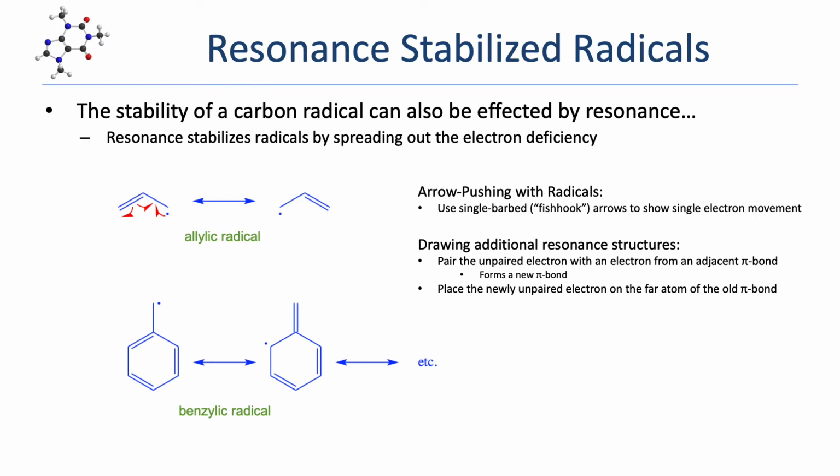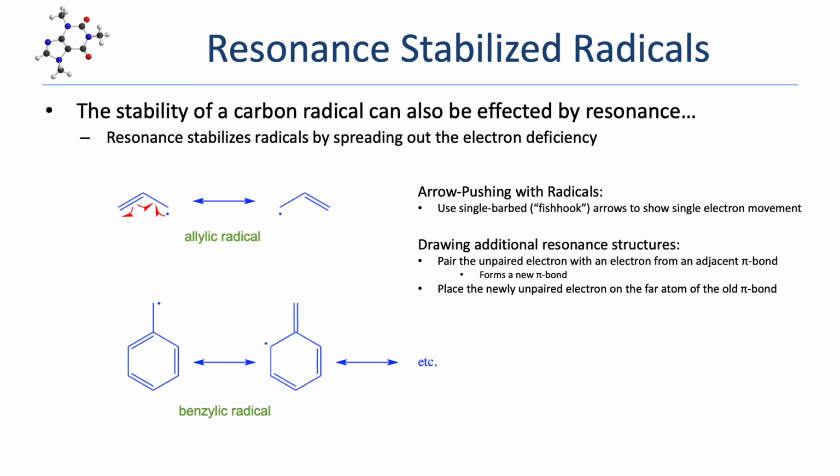Another important resonance-stabilized radical is the benzylic radical. The term benzylic simply refers to a carbon atom bonded directly to a benzene ring. So a benzylic radical is simply an unpaired electron placed onto that adjacent carbon.